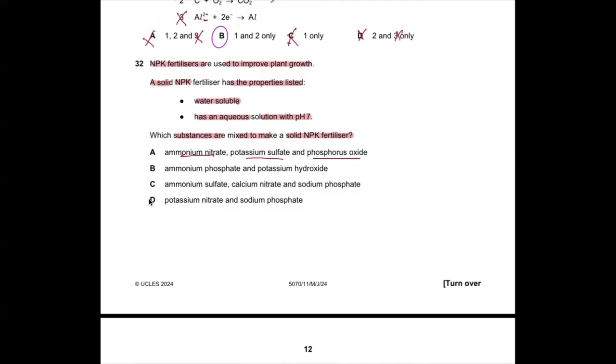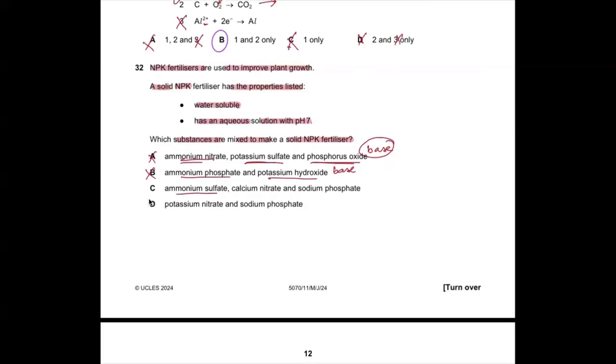Actually, phosphorus oxide is a base and it has to be reacted with an acid and there is no acid in them. So for 32, A goes wrong. Ammonium phosphate, and again, it's a base and there is no acid. So B goes wrong. Ammonium sulfate, that is over here. These two are, but this is not. So the first one is, the second one is wrong.